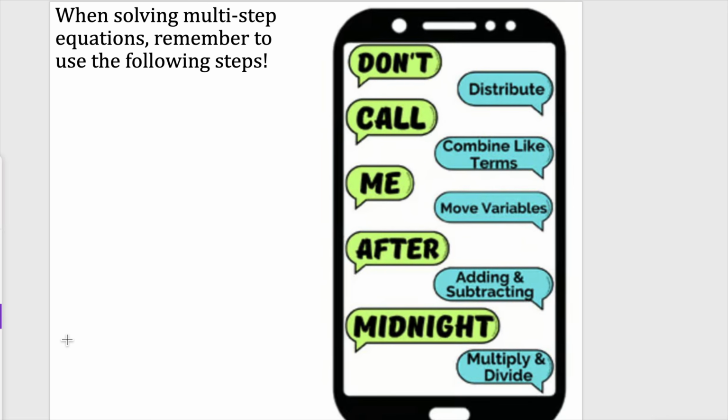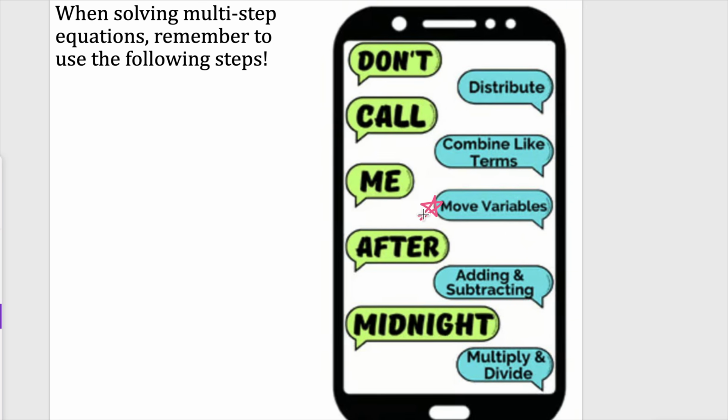First thing we want to do is remember our steps for when we have multi-step equations. We're thinking of the phrase, "Don't call me after midnight." So D stands for distribute, C is combine like terms, and then the new step we're putting in today is moving variables to the same side. So we're going to talk about what that looks like in a moment. And then A would be add or subtract, and then M would be multiply or divide. So let's go ahead and get started using those steps.